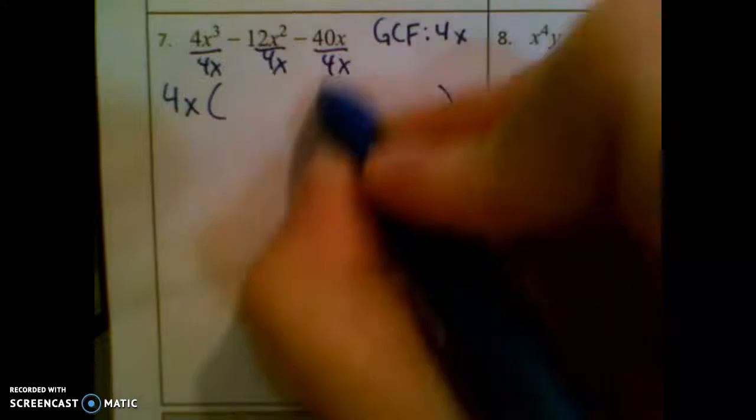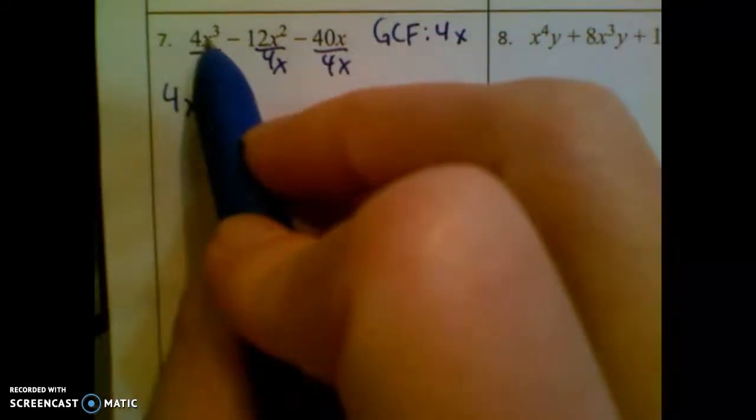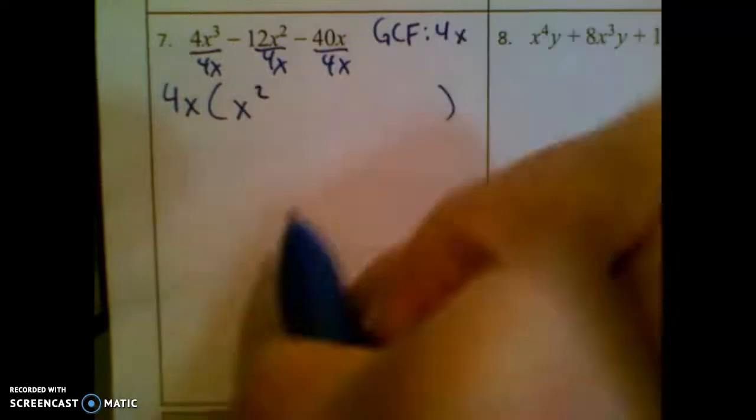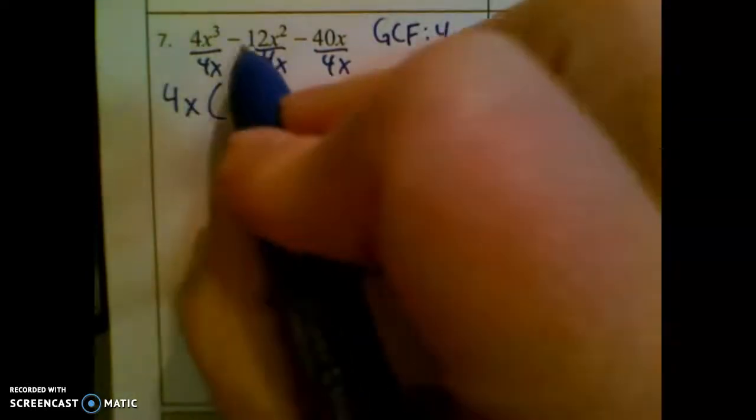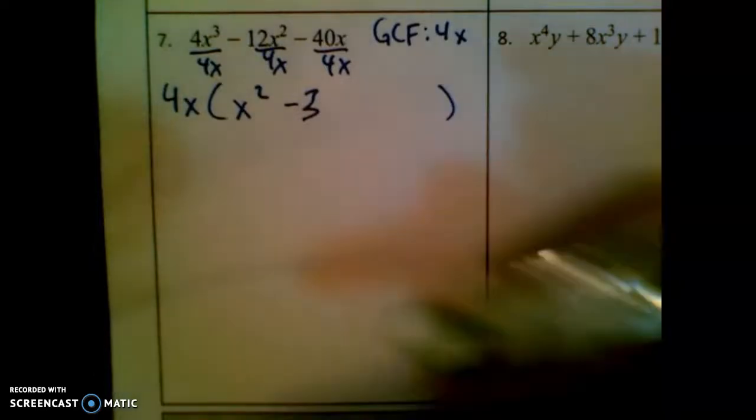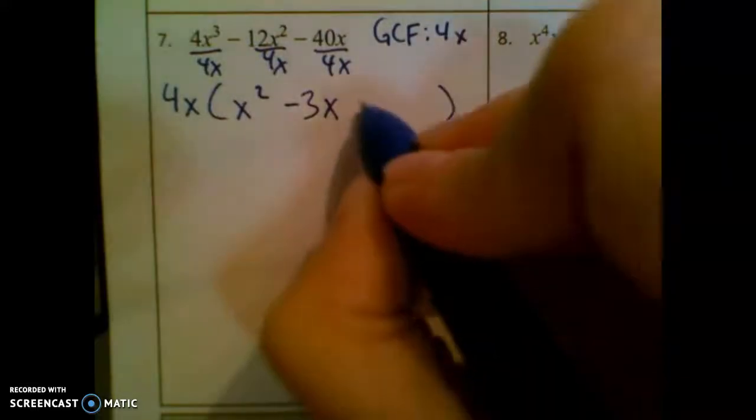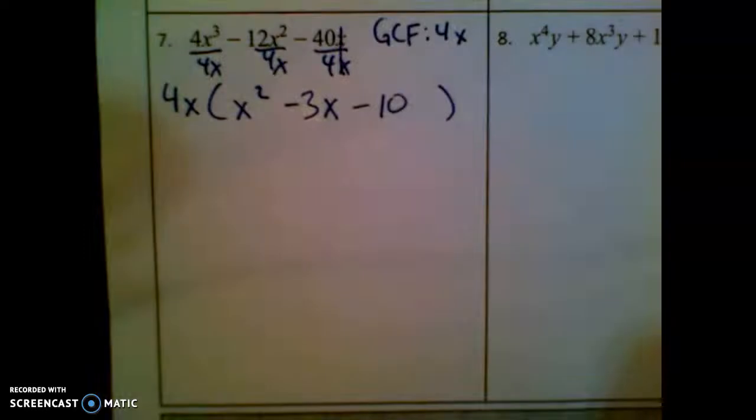So I'm going to go ahead and write 4x in a big parentheses. I'm going to divide each term by 4x and write down the remaining parts. 4 divided by 4 is 1. X cubed divided by x is x squared because it's 3 minus 1. Negative 12 divided by 4 is a negative 3. And then x squared divided by x is just x. Negative 40 divided by 4 is a negative 10, and the x's cancel.